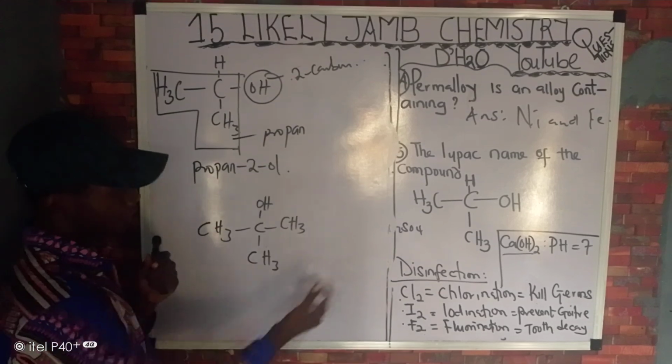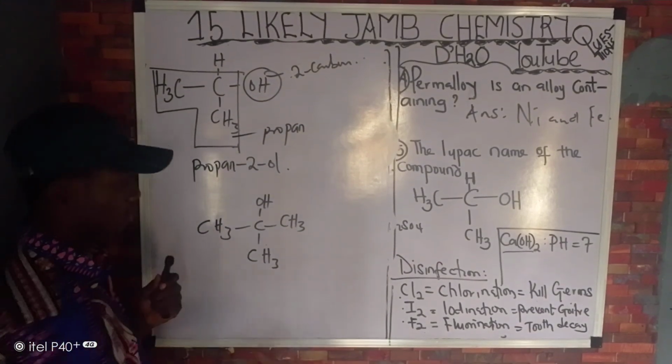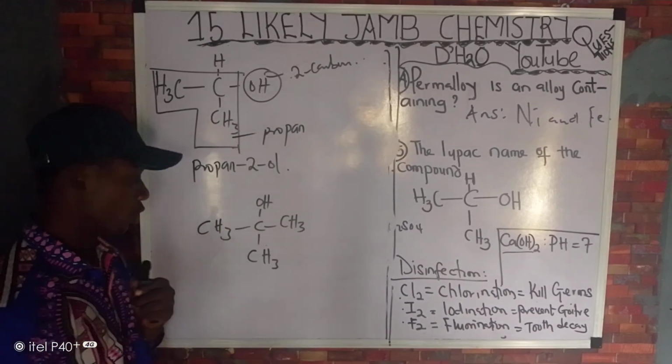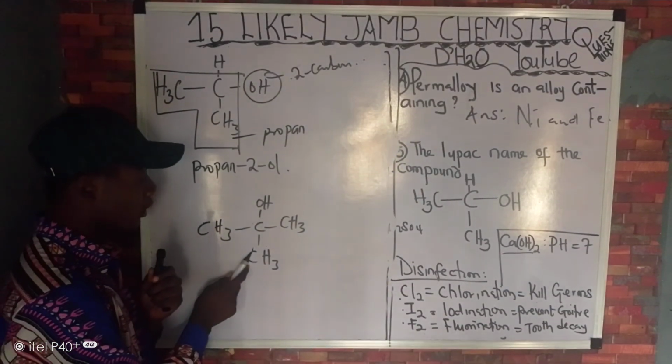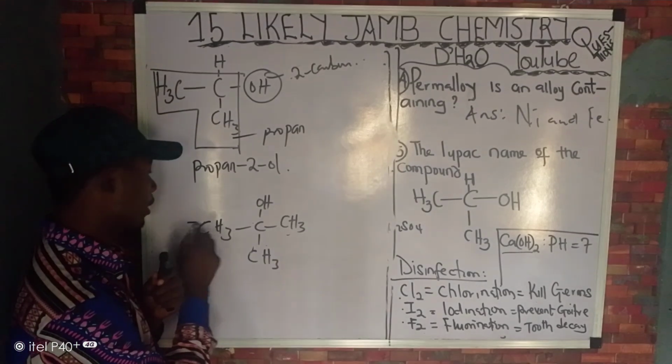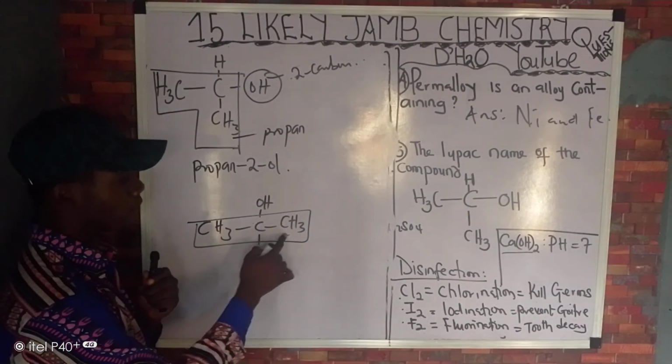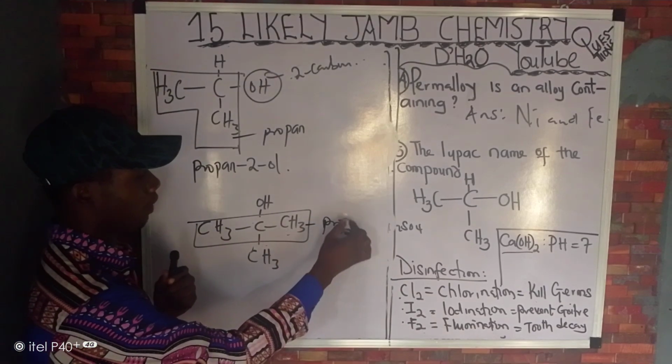I hope you have named this compound. Now, let's do it together. Like I told you, you count your longest continuous chain. If you count 1, 2, 3, it's the same with 1, 2, 3. So you can take your longest continuous chain from anywhere. For having 3 carbon atoms, we use the word propan.